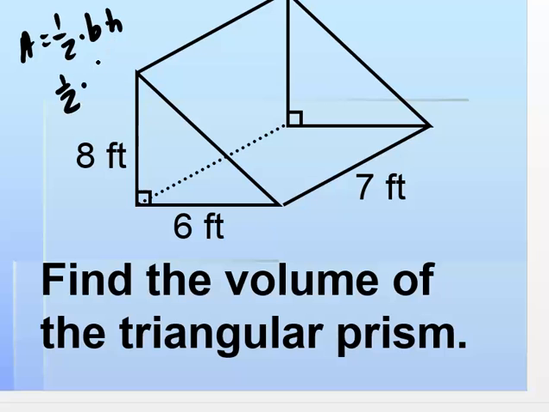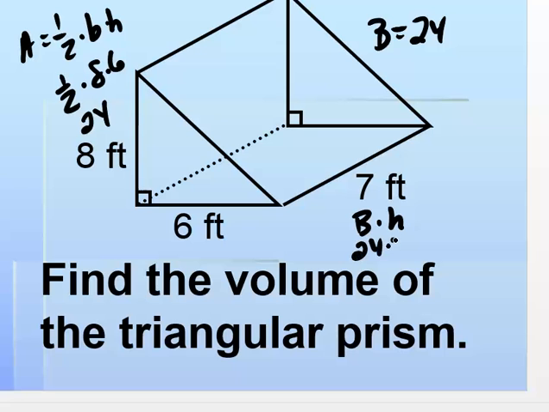1/2 times 8 times 6. That's equal to 24. So big B is equal to 24. So big B times H, 24 times 7, 168 feet cubed.